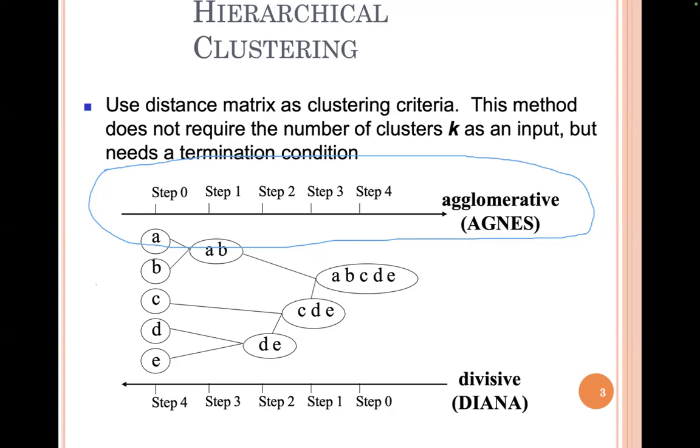Now in case of divisive, what happens, we consider all. Now divisive is this side.